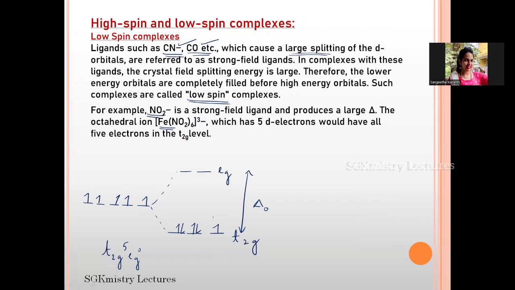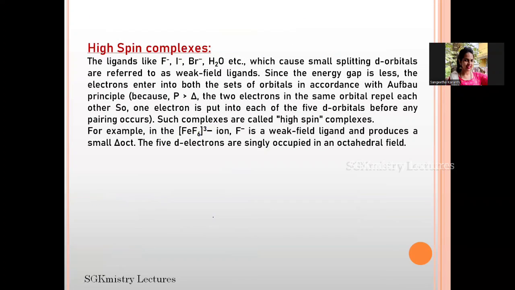Okay, so now let us look into what are high spin complexes. We know that these ligands, F minus, I minus, the bromo ligand, the aqua ligand, all these are weak field ligands which cause a lower splitting. The magnitude of delta is lower whenever these are present. So in this case, what happens? Instead of pairing up of electrons, the electrons will jump to the higher energy level.